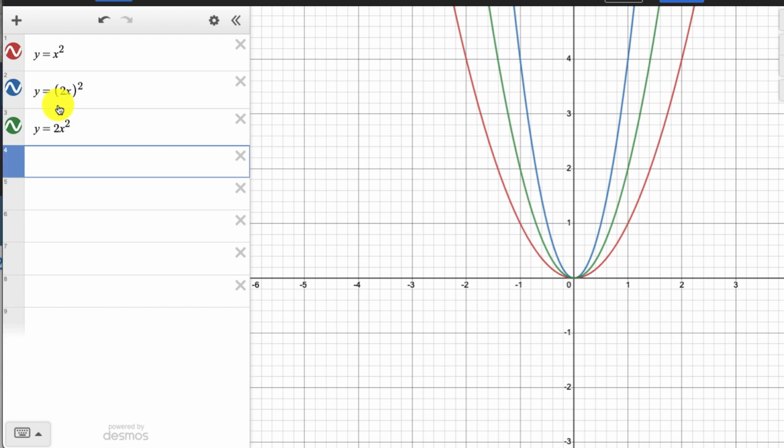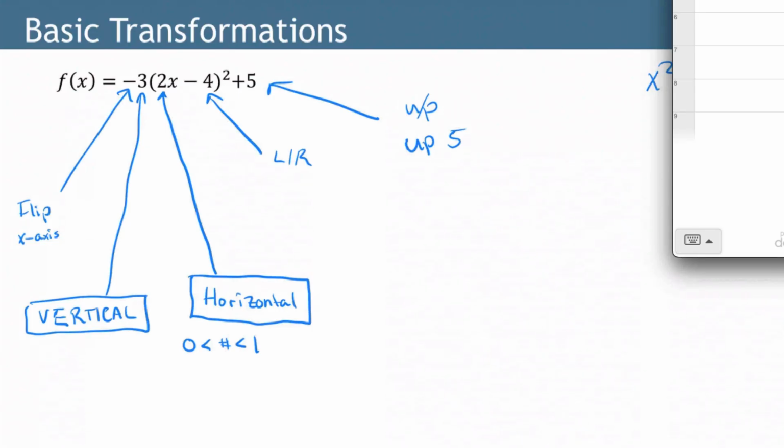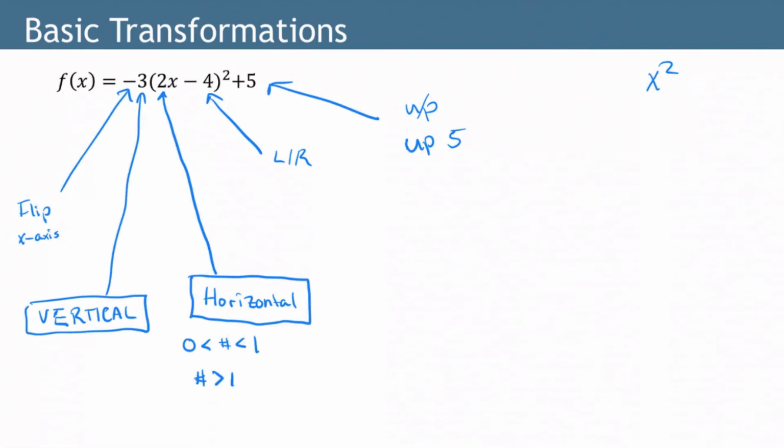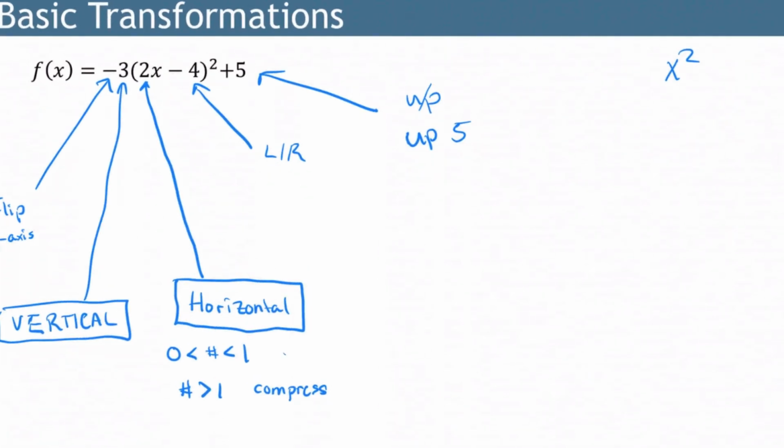So actually these are opposites. And so if my number is bigger than 1, I can do this. Then that is actually going to compress it. It's opposite. It's opposite of what we talked about with the verticals. And if I have a number between 0 and 1, that's actually going to stretch it.